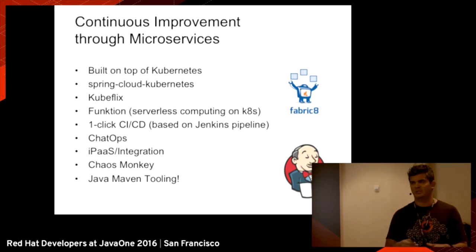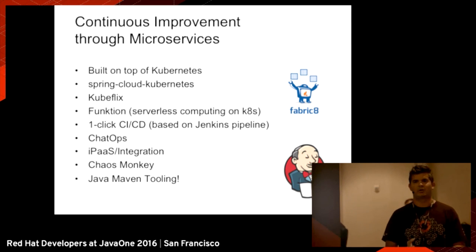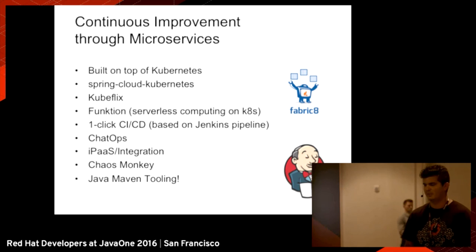You know, Chaos Monkey built in, Java Maven tooling for Maven plugins to be able to allow Java developers to build their microservice and deploy into Kubernetes without having to touch any of the Kubernetes stuff, kubectl or Docker files or whatever. Just use the Maven plugin. That's what we as Java developers are very familiar with.